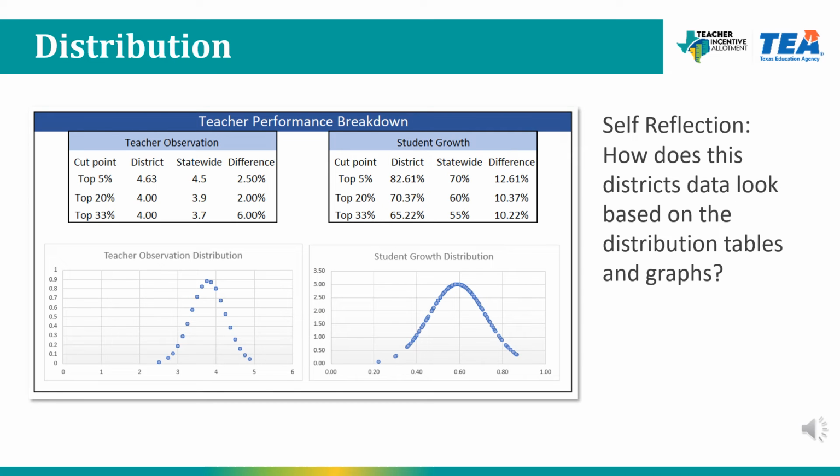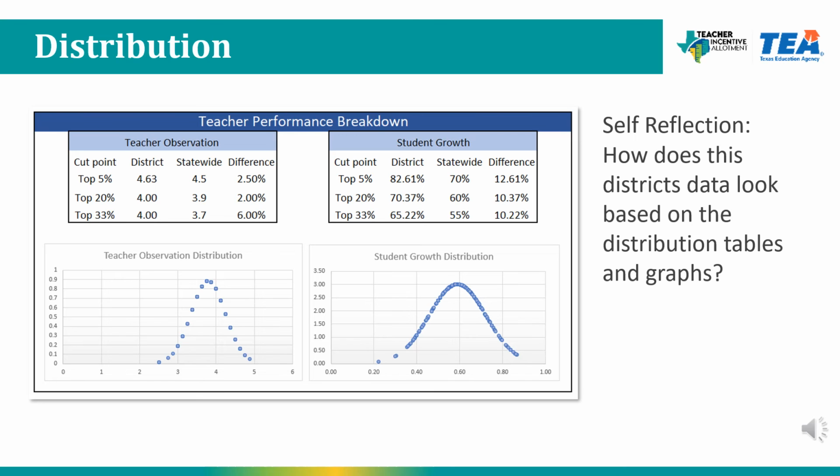The second reflection that should be conducted is centered around looking at the teacher observation performance breakdown. The tables identify the top 5, 20, and 33% of teachers found in the dataset and compares them against the statewide cut points for teachers across the state. This allows districts to identify how close or far off their teachers' performance is from the rest of the state.